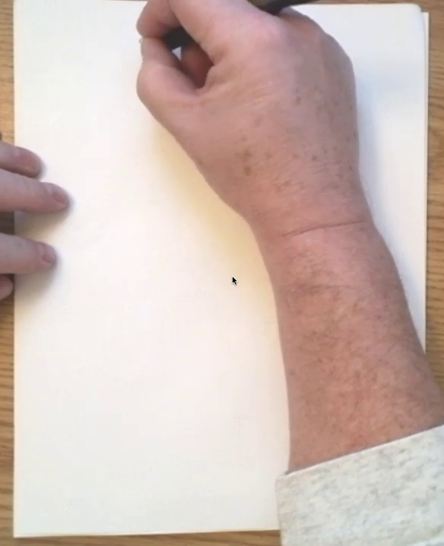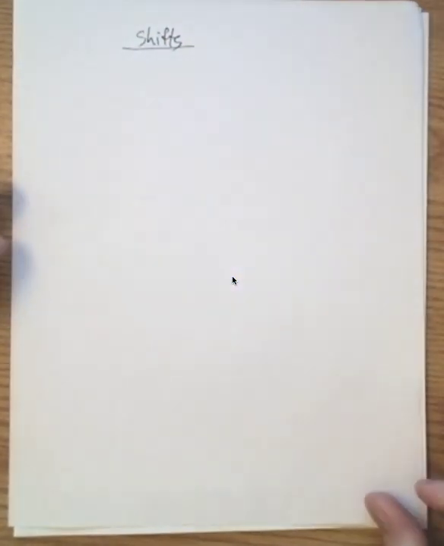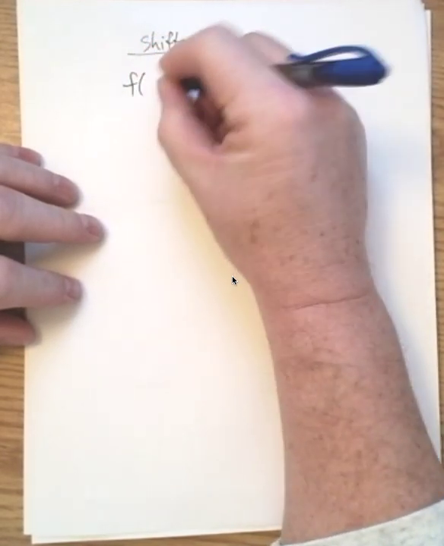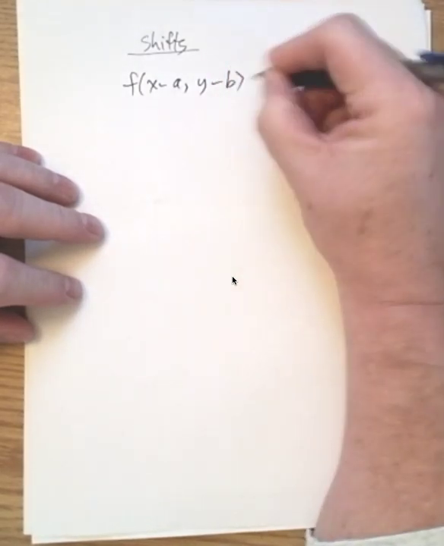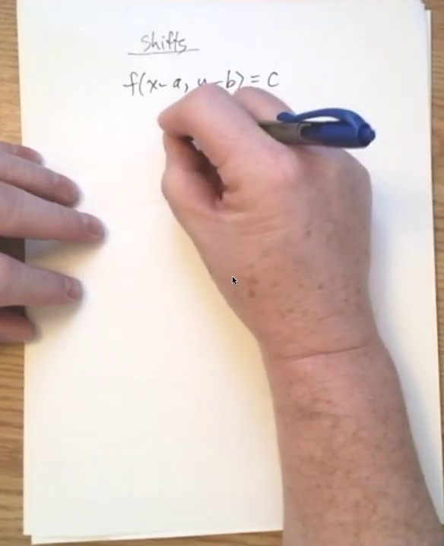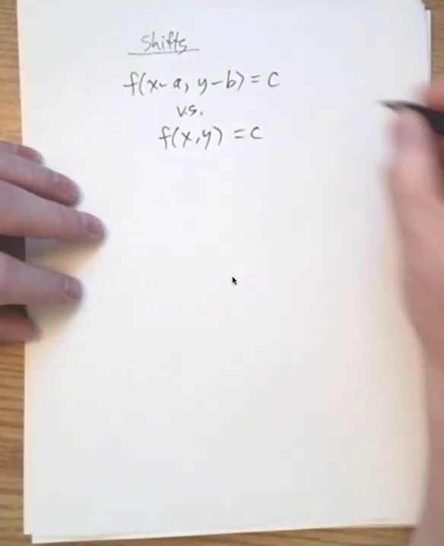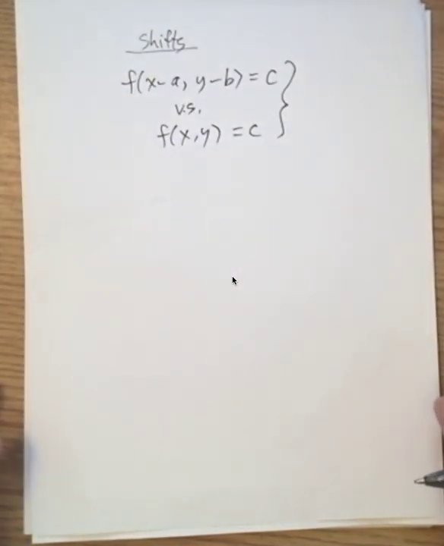Do you guys remember shifts here? Now, in the situation I was dealing with originally, we had situations like this. F of x minus a, y minus b equals some constant versus f of xy equals c. These are the same c's on that side there. Okay, so those are the same.